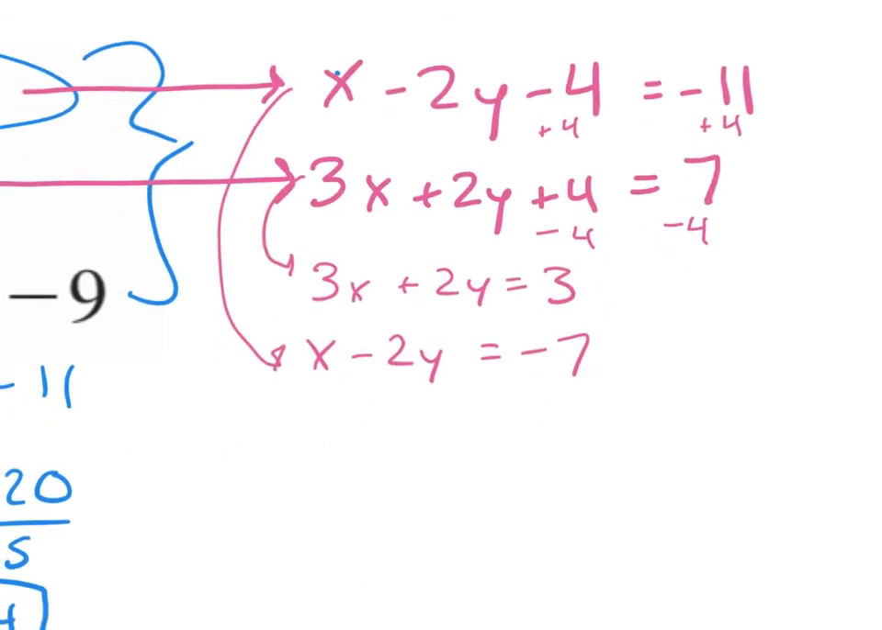Now we can take these two equations and add them together. So 3x plus x is 4x. What happens to our y's? They cancel. And then 3 minus 7 is negative 4. So what do we get for x?